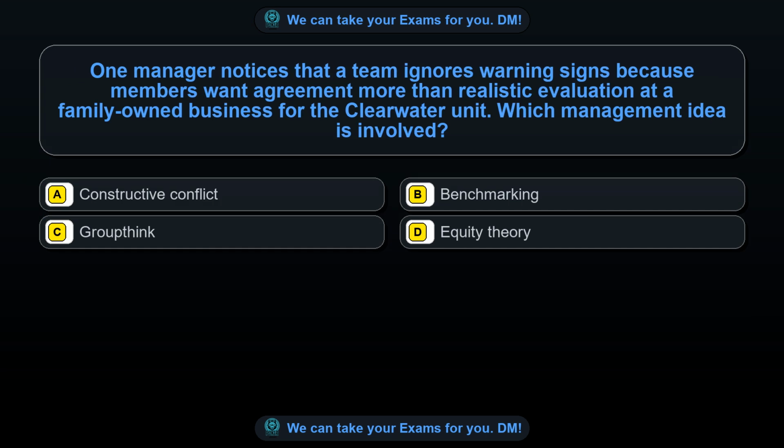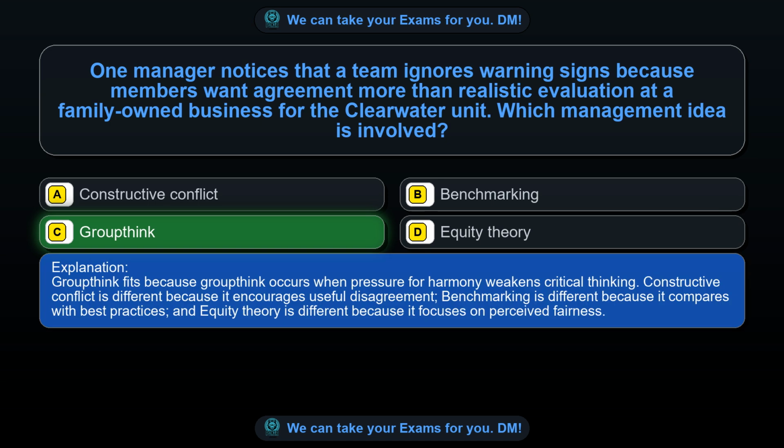Question 35. One manager notices that a team ignores warning signs because members want agreement more than realistic evaluation at a family-owned business for the Clearwater unit. Which management idea is involved? Option A, constructive conflict. Option B, benchmarking. Option C, groupthink. Option D, equity theory. The correct answer is option C, groupthink.